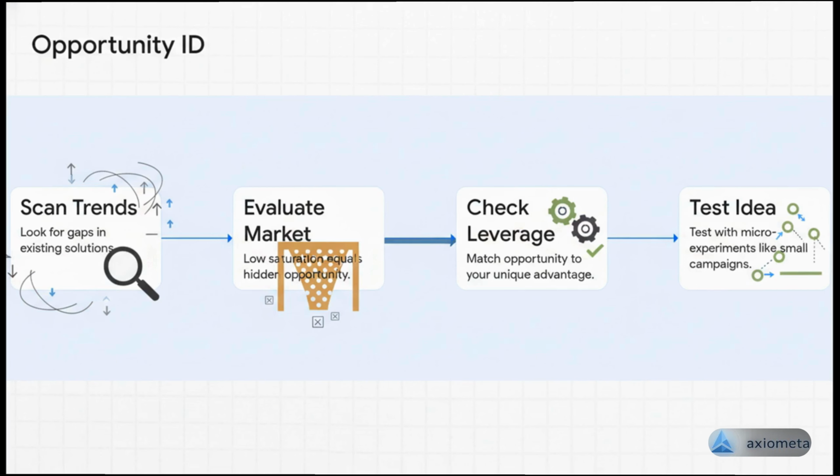Step 2, evaluating market saturation, filters those inputs for competitive viability. Step 3 checks for a match between the opportunity and the resources you already have, your skills, your network. And the final filter, micro-experiments, validates the opportunity with minimal cost, making sure only proven inputs get to proceed.